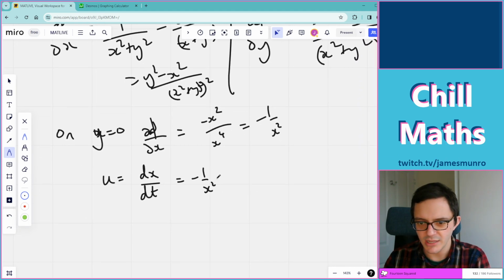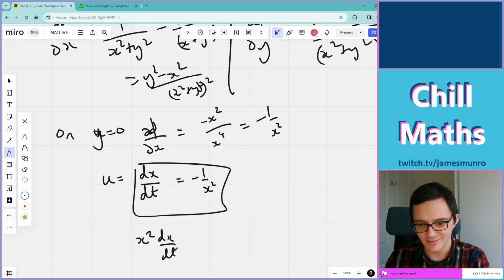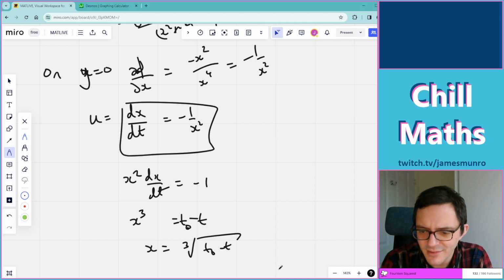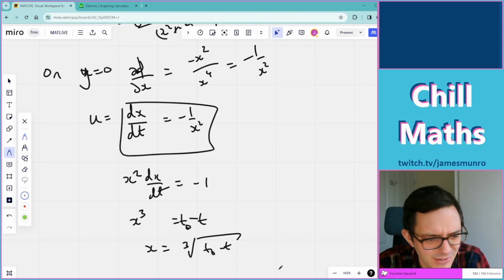Which I think you can integrate. This is a differential equation that you can separate out, and you end up with x squared dx dt. So this thing, x cubed is, oh, I think I've told you a lie. I think this is going to, yes, this is going to hit, wait, what have I done? Have I done this wrong?